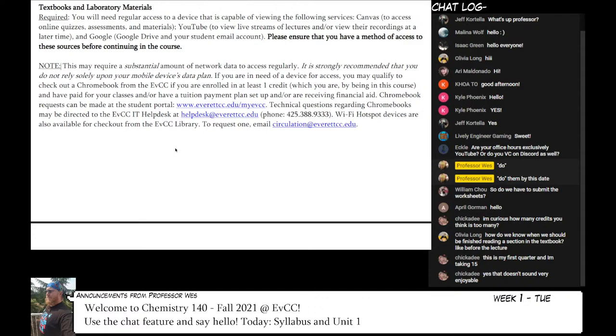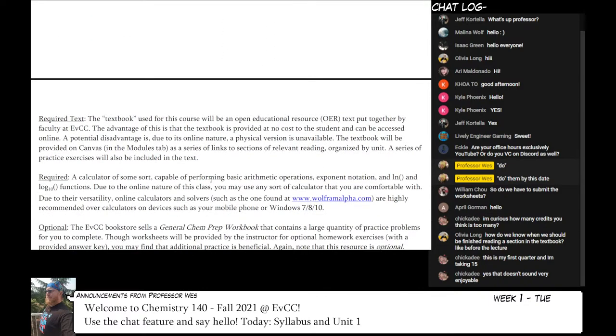If you are not sure where to get, like, a Chromebook or something, if you go to your student portal right here at this link, you can make a request for one. You can also email the IT help desk or the library. All of those will point you in the right direction. So those emails are on the screen for you to use.